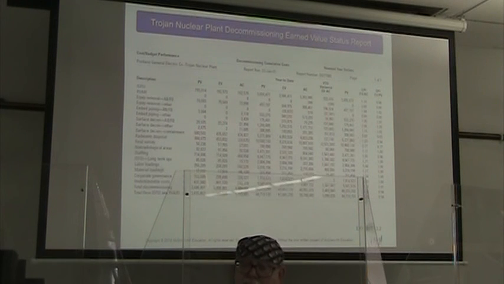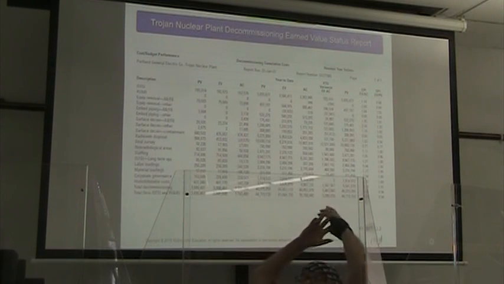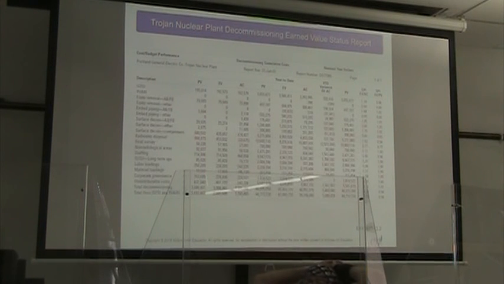Here is a really complicated one where they're talking about decommissioning a nuclear plant. And I'm not even going to attempt to read through this, right? But this just goes to show if we have a very large and complicated project, we're very likely to be in a situation where all of these things have to be calculated and reported on.